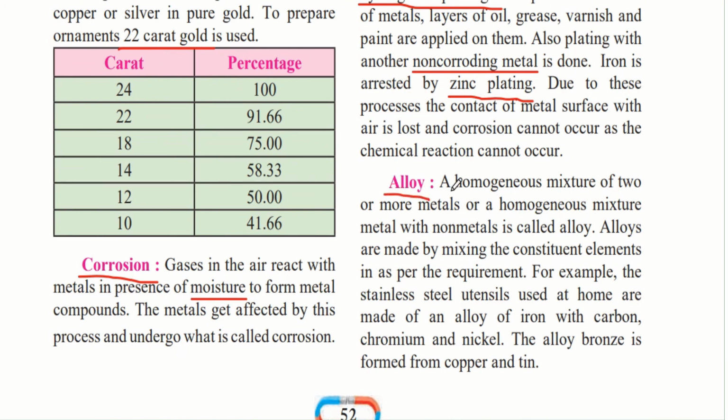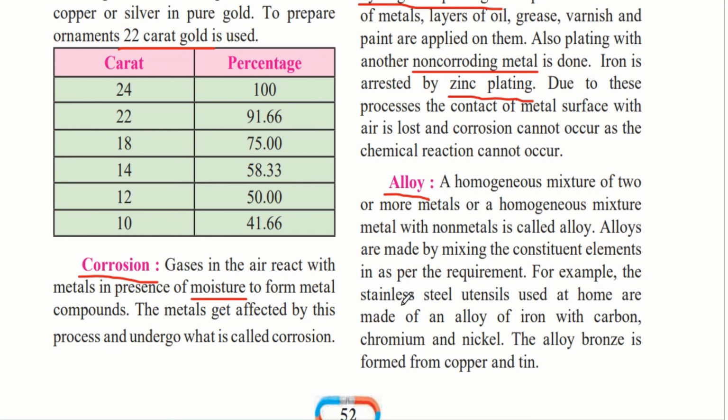What is an alloy? A homogeneous mixture of two or more metals, or a homogeneous mixture of metal with non-metals, is called an alloy. A homogeneous mixture means it is completely mixed with each other and there are no layers present after mixing. So when you mix different types of metals, two or more, or when you mix metals and non-metals together, it forms something called an alloy. Alloys are made by mixing the constituent elements as per the requirement. So a specific alloy only has specific quantities of every metal.